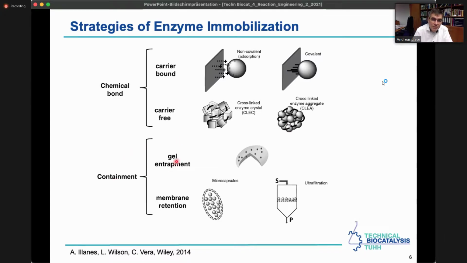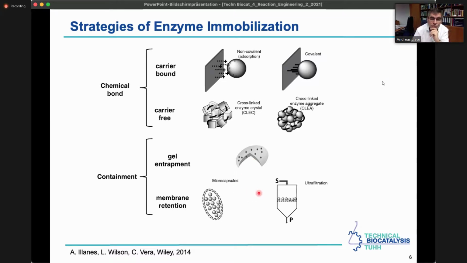Then we do have the containment, and we differentiate gel entrapment and membrane retention. Gel entrapment means we are containing the proteins in a gel. For sure, we do have a significant diffusion limitation here, but it's very sturdy, and these gels are softer, so the carriers, what we have up here, front row, top row, they're rather breaking, or there's a chance that they are breaking if we have a very... this is not true with gel entrapment. However, it's hard to pack them into continuously operated columns.